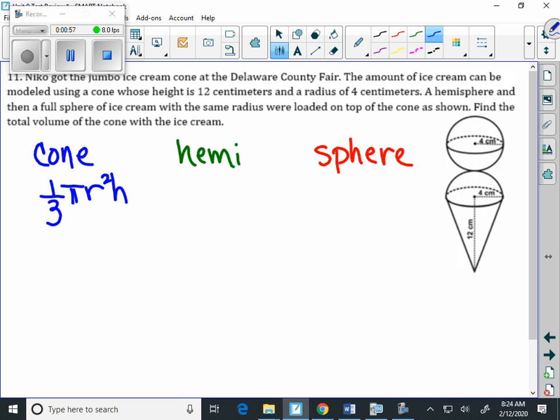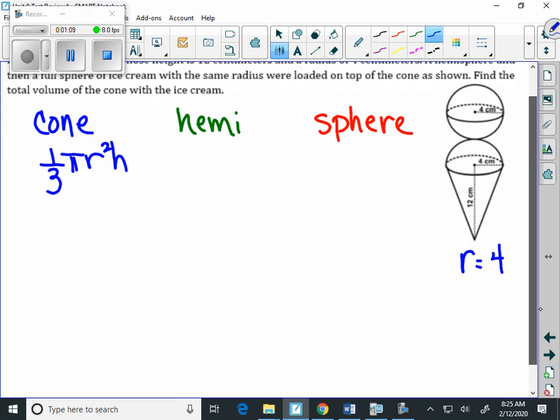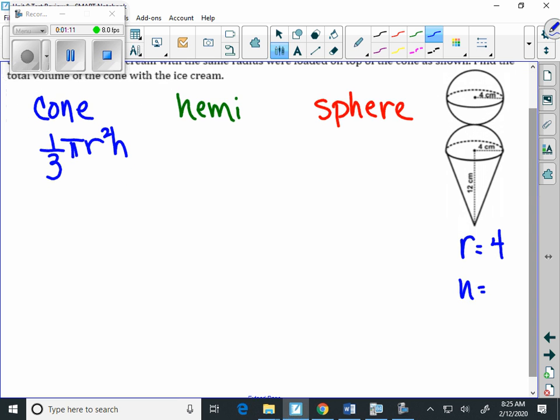We look over here, and the nice thing is, watch out. Do we have radius? Do we have diameter? We have radius in this, so that's good. The radius is 4, and the height of the cone is 12. So we can fill this in, and we get 1/3 times pi times our radius, 4 squared, times 12.